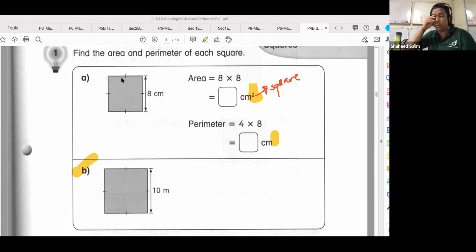Okay, you try question B now. What is the area? And what is the perimeter? Come on.